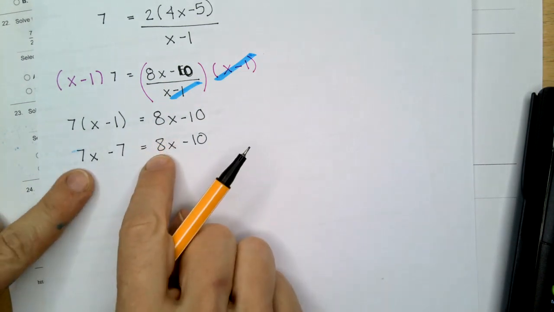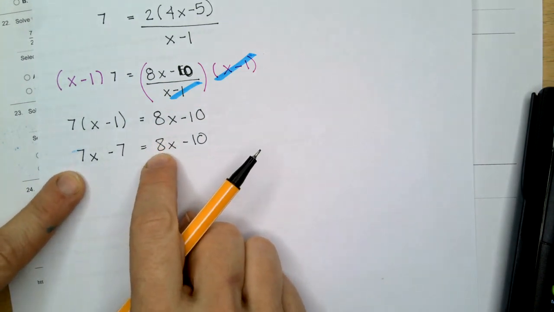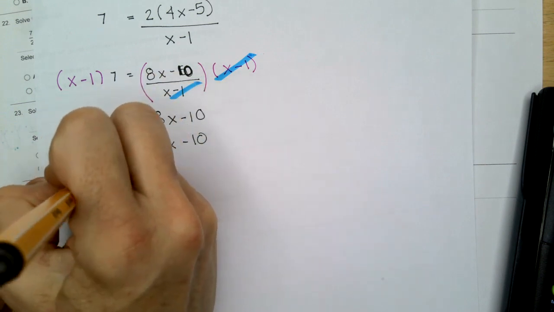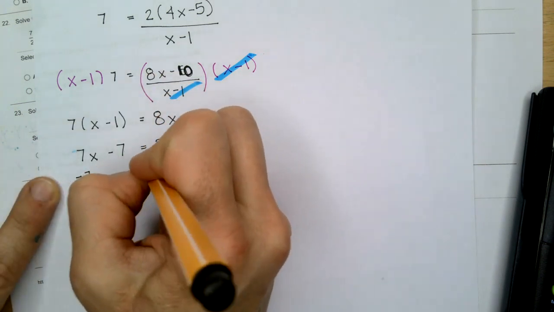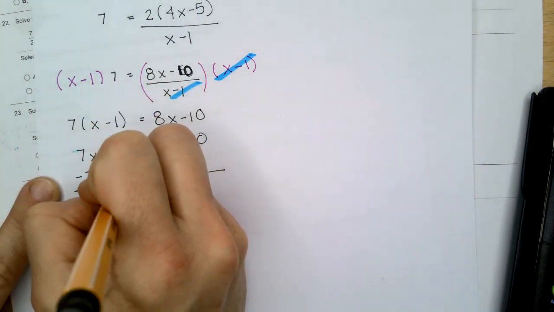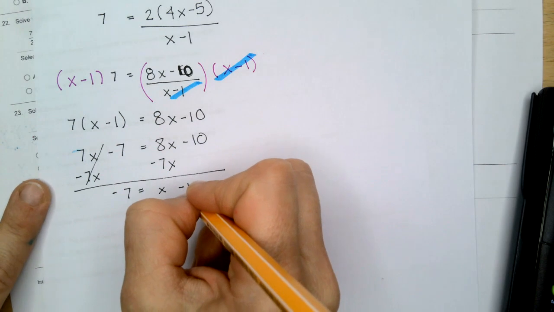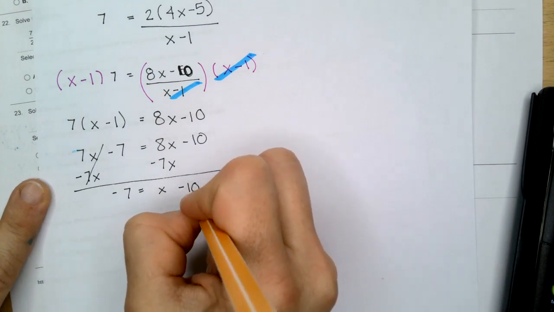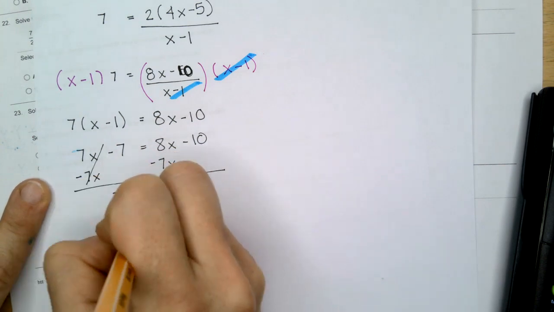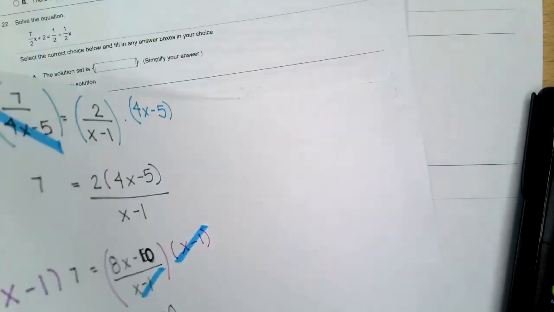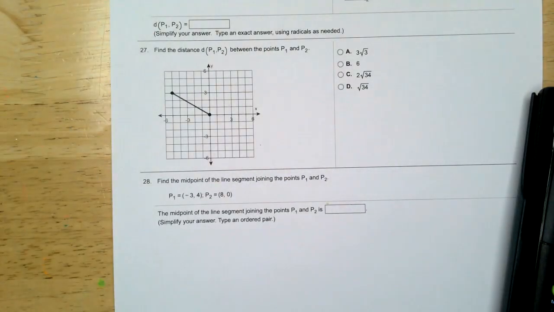Good. We're back to the step we were on in the question before. I want my x's to be positive, so I'm going to subtract 7x, subtract 7x. Negative 7 equals x minus 10. Negative 10, I'm going to move it. I think that's just x equals 3, right? That was 24. All right, 25, 26, 27, 28. We're almost done.